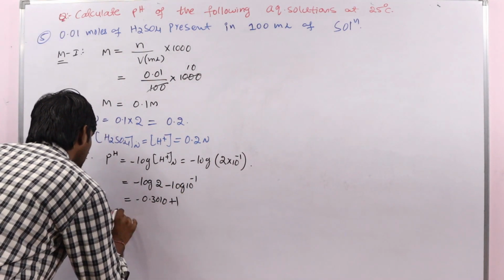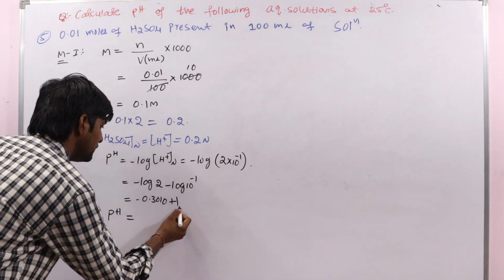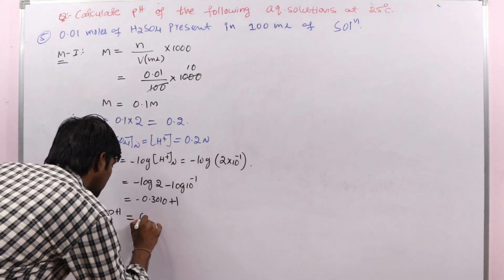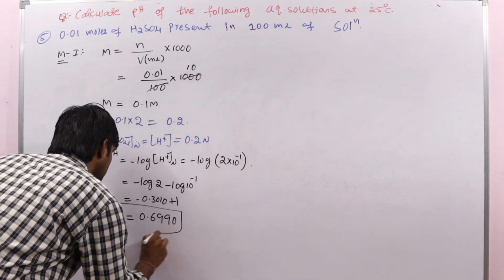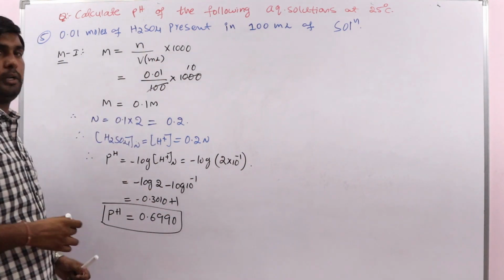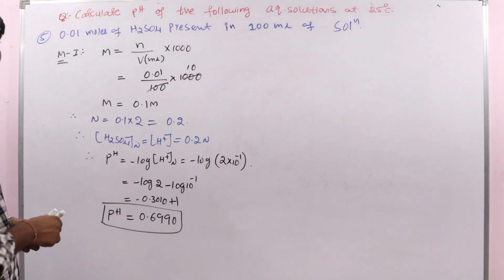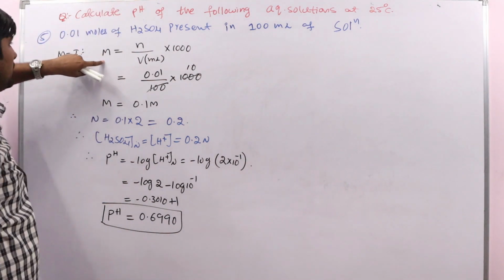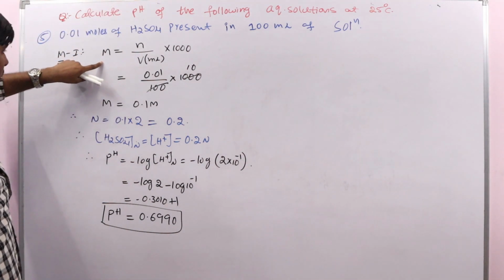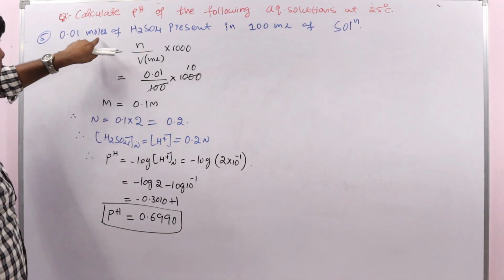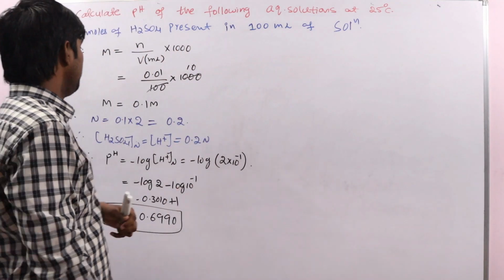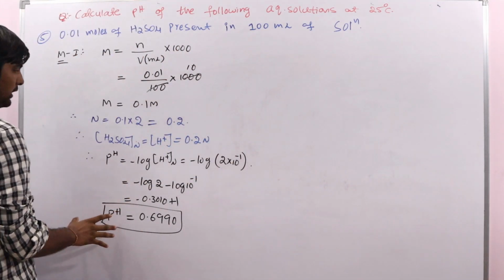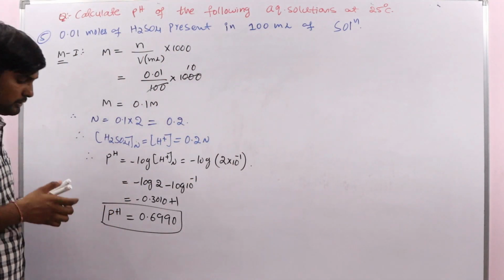So therefore pH is equal to how much? 1 minus 0.3010, that is 0.6990. This is the pH for this solution. First we calculated the concentration, since the number of moles is given and the volume of the solution is given. From this we calculated the pH. This is the first method.